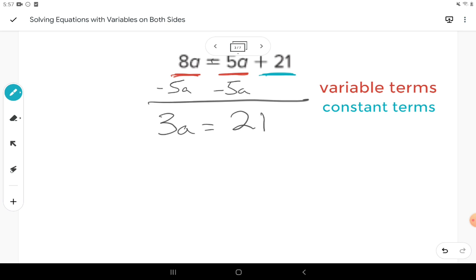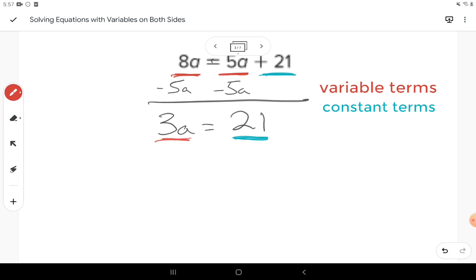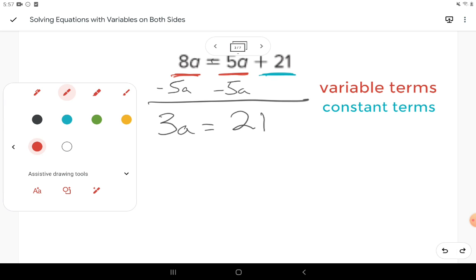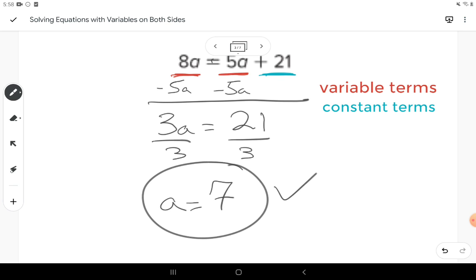From here, we can identify that once again, we have a constant term and a variable term, and they're both now on opposite sides. So this is roughly where we want to be, except now we want to solve just for a, just like how we typically solve for just the variable. So now you can treat it more like a one-step equation. We divide both sides by 3, and we find that a equals what 21 divided by 3 is, which is 7. And that's our answer.